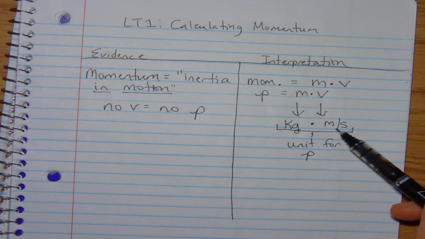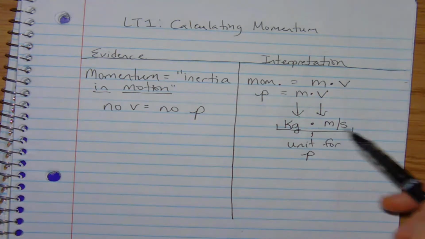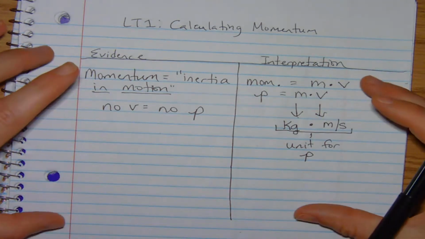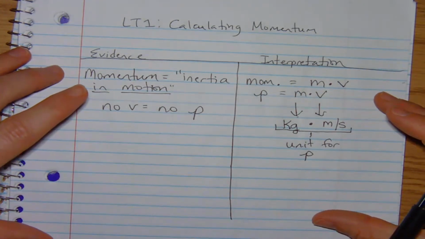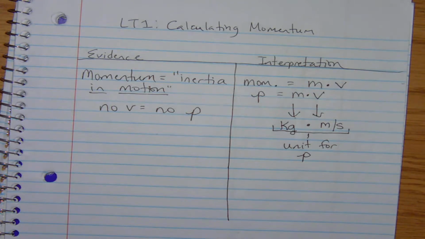And it's ugly, it looks strange. When it comes to solving calculations, it doesn't matter. It's not like it's anything you're going to have to type into Moodle. So that's the concept behind calculating momentum. We take the mass of an object, we multiply it by its velocity.